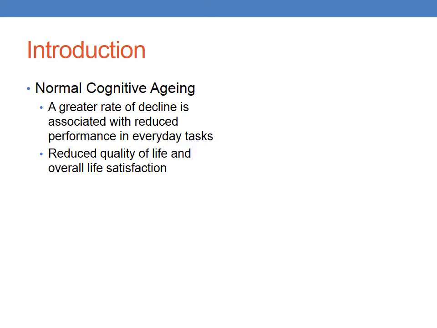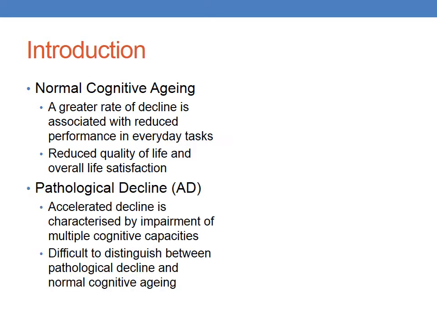So longitudinal studies have found there is an association between the rate of cognitive decline and a person's ability to perform essential everyday tasks. And this naturally results in a reduced quality of life and overall life satisfaction for those individuals who have a greater rate of decline. However, individuals that have a more accelerated rate of decline often transition into dementia, of which Alzheimer's disease is the most common. Alzheimer's is characterized by impairment of multiple cognitive capacities, which results in them being unable to live independently and requiring a caregiver, and this then often results in death.